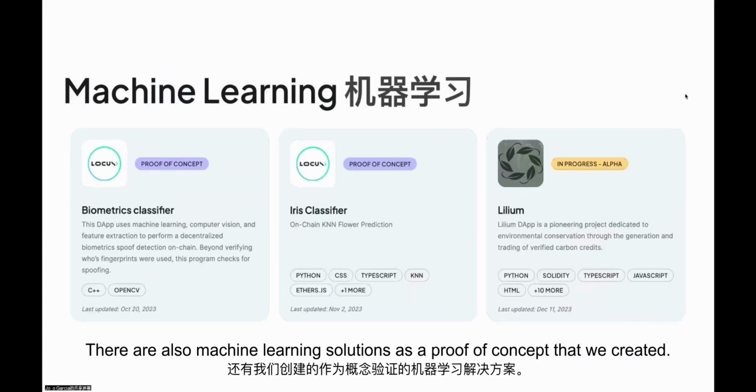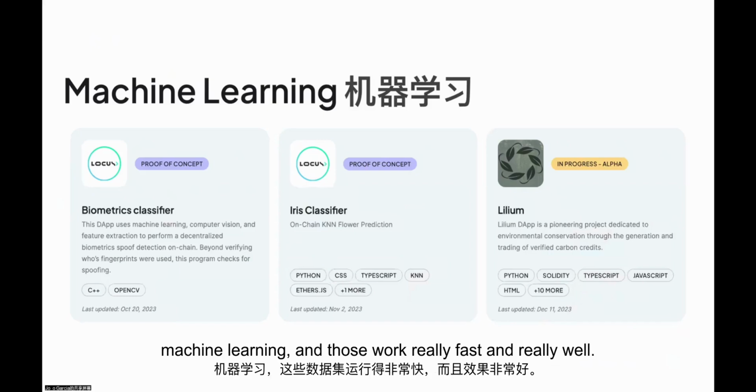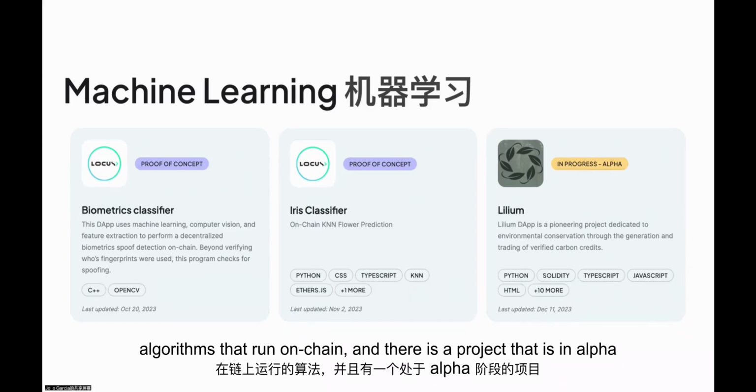There are also machine learning solutions as proofs of concept that we created. So biometrics and Iris classifier are very famous data sets that are used for machine learning, and those work really fast and really well. So you can start using linear regression, KNN, very famous machine learning algorithms that run on chain.